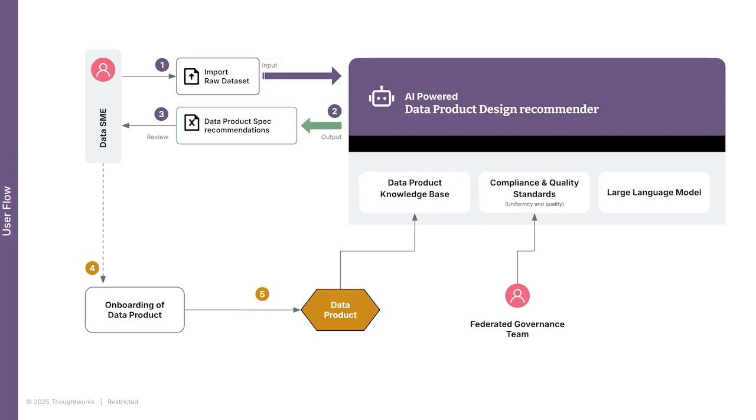So as they bring in the raw data set, they'll provide this as input to a data product design recommender. And the design recommender, by means of the knowledge base, the organization and quality standards, and the large language model, is going to come up with recommendations for the column name, description, and data quality rules. And the SME will now review these and approve the ones that they prefer and ensure that it satisfies their use case.